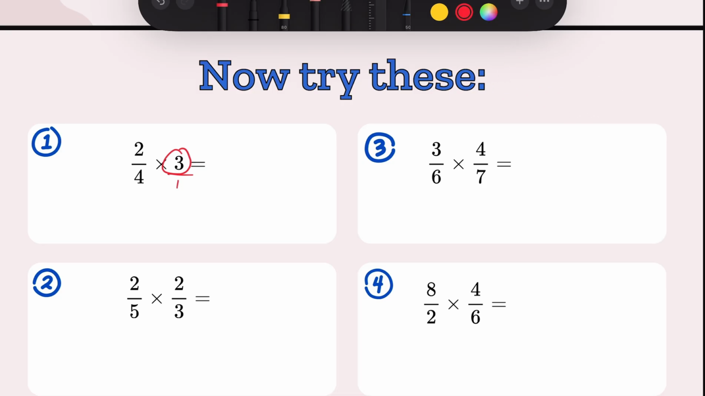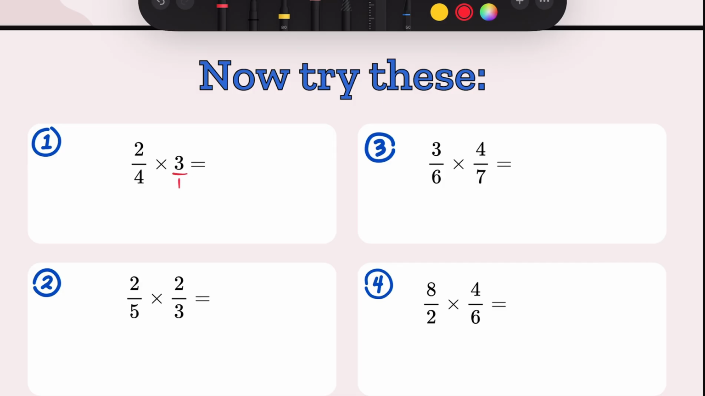Well, for whole numbers, 3 is the same thing as saying 3 over 1. And 3 over 1 is 3 divided by 1, which is just 3. So in the end, underneath those whole numbers, there's always an invisible 1. So keep that in mind when you're multiplying. And when you're ready, unpause the video and let's get into it.